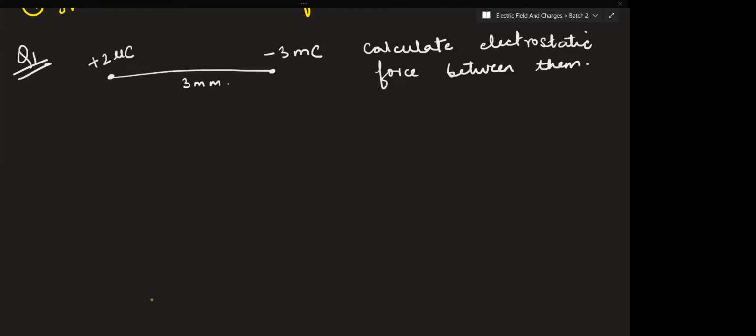Rest of you also answer. Only Kulsum, Akifa, and Zaid have answered. Fatima, Munir, Fatima, Hafsa, Hamza, Hiba. Krishna, you also answer. Q1 is given to you. This is Q2. This is separation R. Take K as 9 into 10 to the power 9.